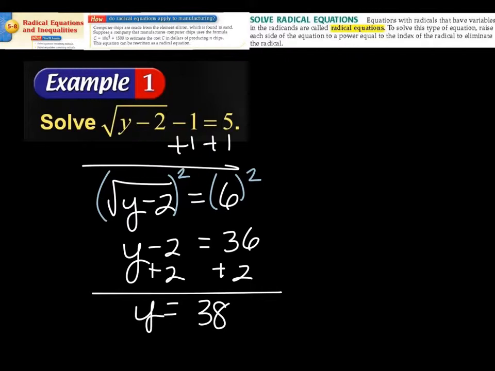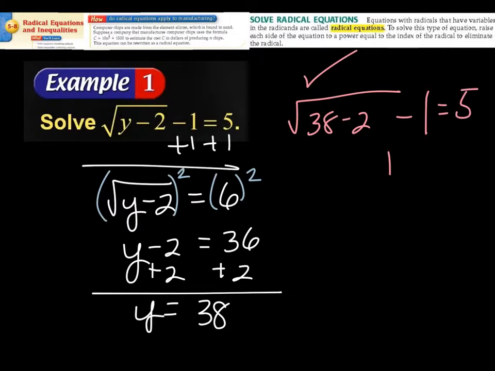And we know, as always, we should substitute back into the original equation to check. 38 minus 2 is 36, square root of 36 is 6, minus 1 is 5. So my check step works. I'm happy with my solution.